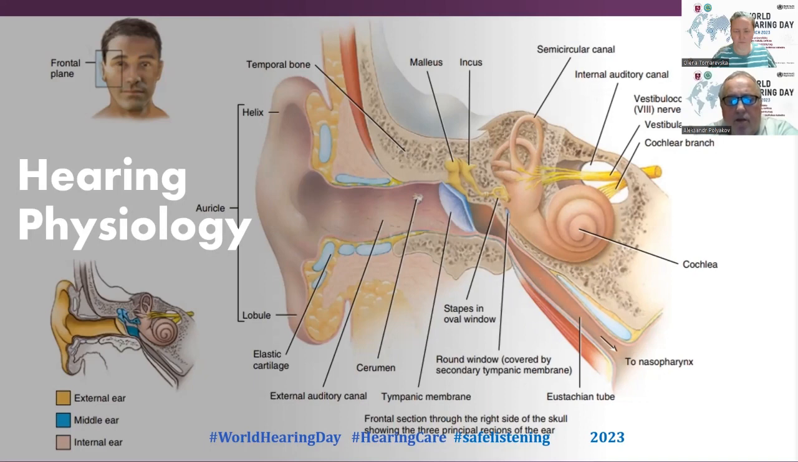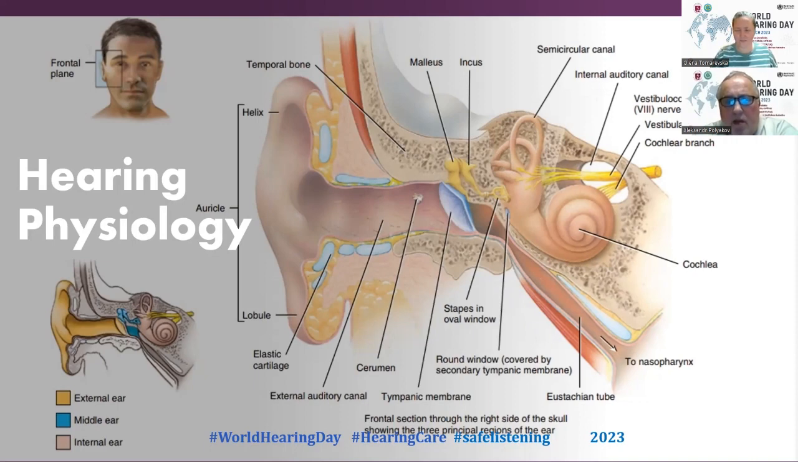And we have the middle ear. Here you can see cerumen, external auditory canal, elastic cartilage. Then speaking about the temporal bone, of course, the main bones: malleus, incus, yes, and we have the stapes in the oval window. Of course, you can see the tympanic membrane and cerumen.